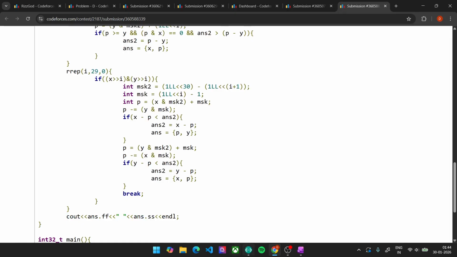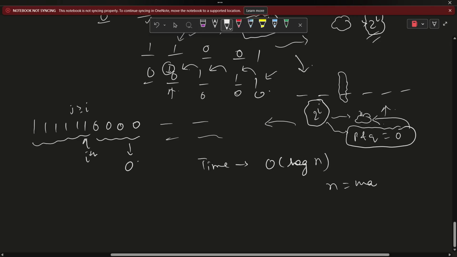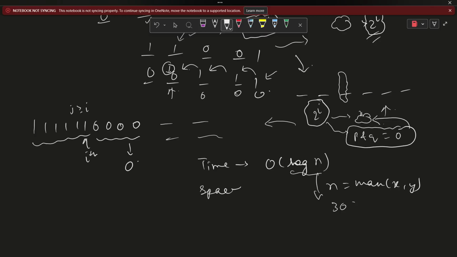That is p and q, right? So let's discuss the complexity of this question. The time complexity is just big O of log n, where n is the maximum of x and y, or I can replace log n with 30 or something. So this is quite acceptable. And the space complexity is just big O of 1.